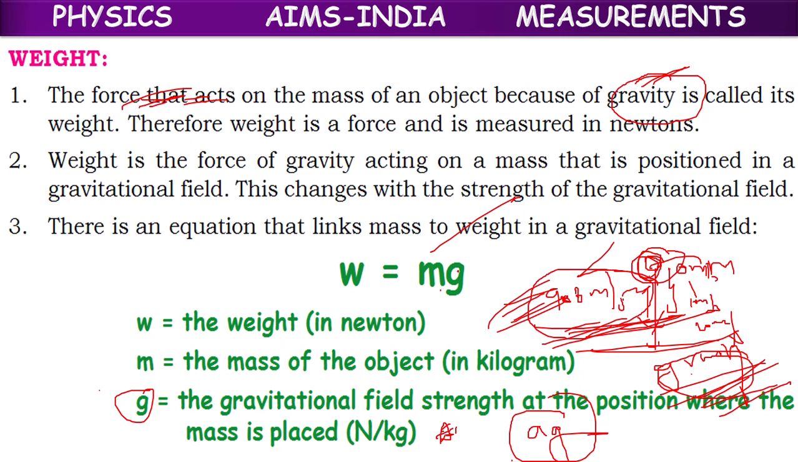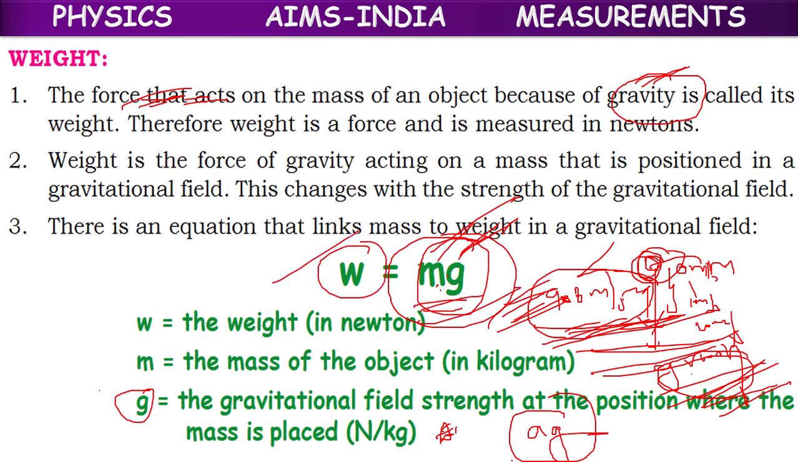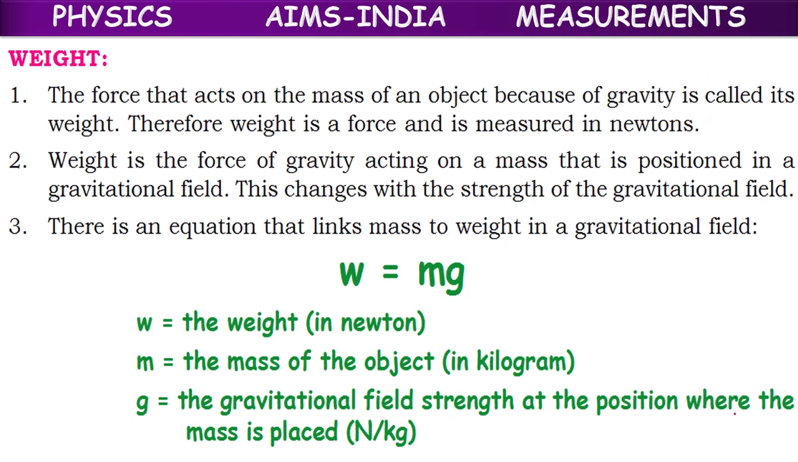Okay, so this mg combination works on the earth. The combination of m and g, mass and acceleration due to gravity, this product is called weight. So now the ball will have weight mg on the earth because of the gravitational force of the earth.